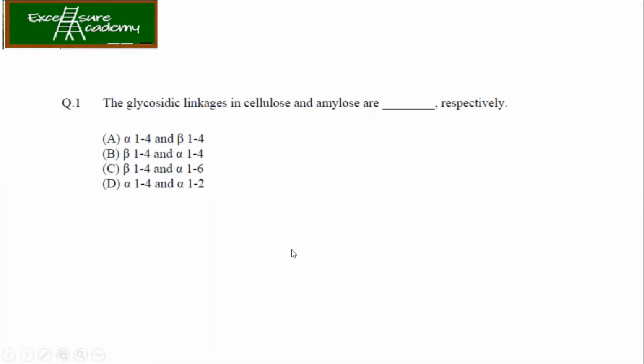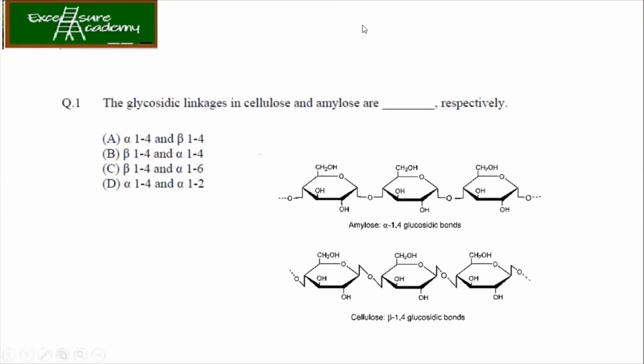The first question is: the glycosidic linkages in cellulose and amylose are respectively. To solve this, if you know the structure of both cellulose and amylose, it becomes very easy. Let's see the structure first. In the case of cellulose, you can see that it is beta. If it was going like this, we would have said alpha, but if it is going like this, it is beta. So in cellulose, it is beta 1,4 glycosidic bonds.